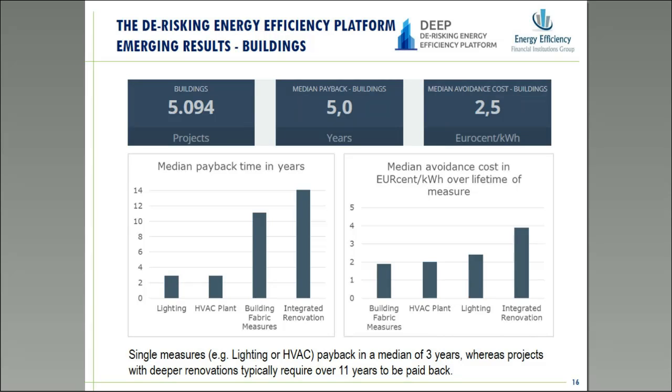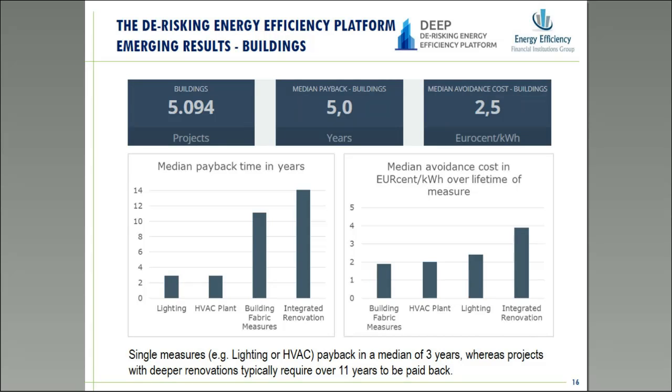The advantage of median payback time measures is that they are intuitive and easy to understand. The problem is that they disregard anything that happens beyond the payback. And obviously a deep renovation of a building, a replacement of the roof, has a much longer lifetime than a replacement of the lighting system with LED lights. And therefore we are operating with a second key indicator, which is the avoidance cost. The avoidance cost is the investment cost per kilowatt hour of energy saving over the lifetime of the measure. And that means for a building fabric measure, it is typically over a 30-year lifetime, whereas for a replacement of lighting to LED, it is in the order of 10 years.